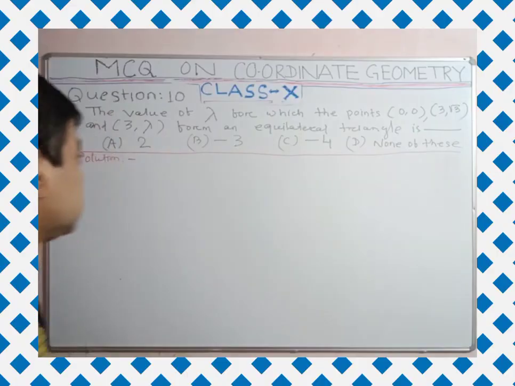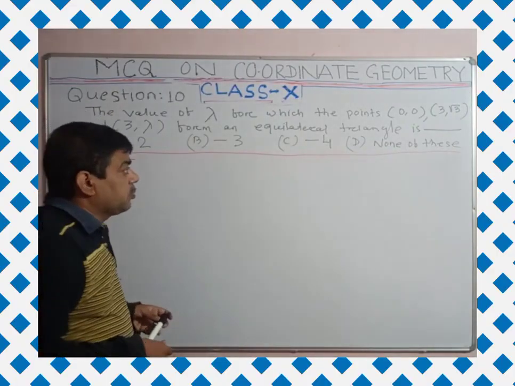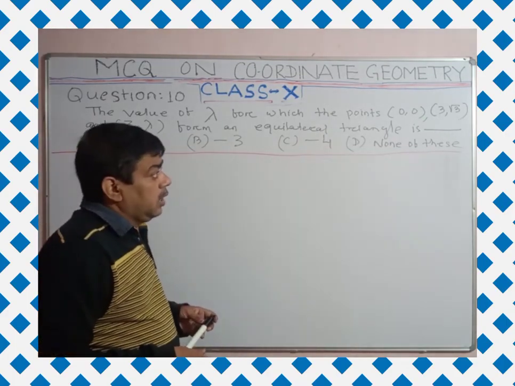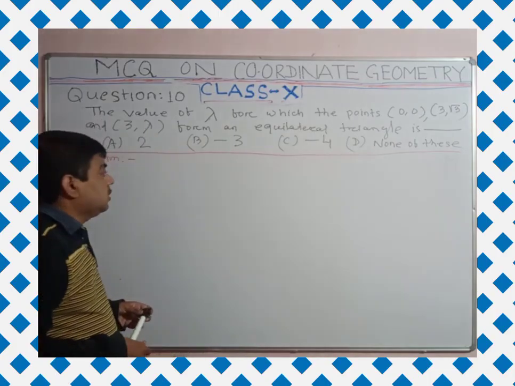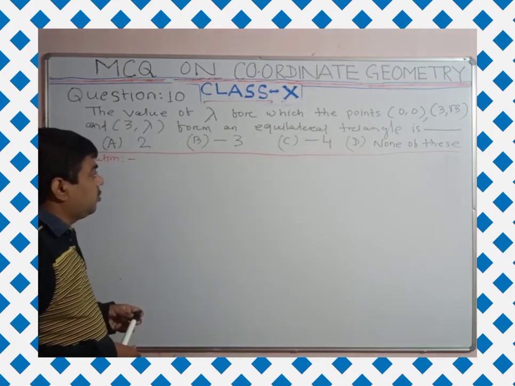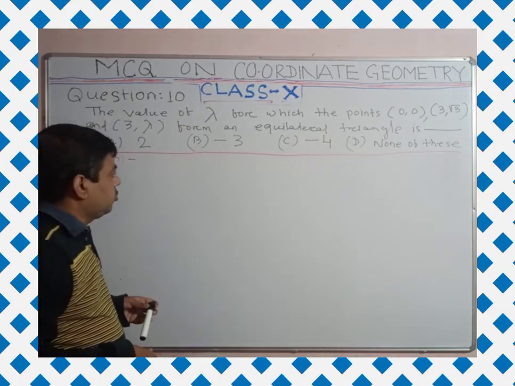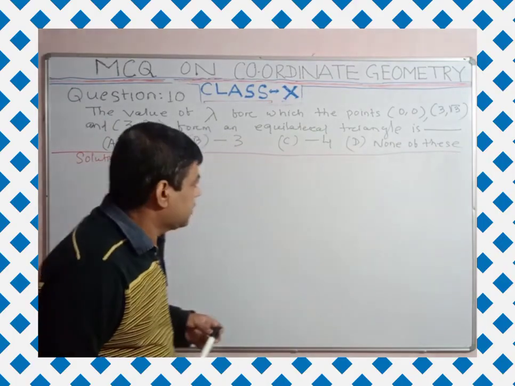So the question is: the value of lambda for which the point with coordinate 0, 0, another point with coordinate 3, root 3, and the third vertex with coordinate 3, lambda form an equilateral triangle is: option A is root 3, option B is minus 3, option C is minus 4, and option D is none of the above.